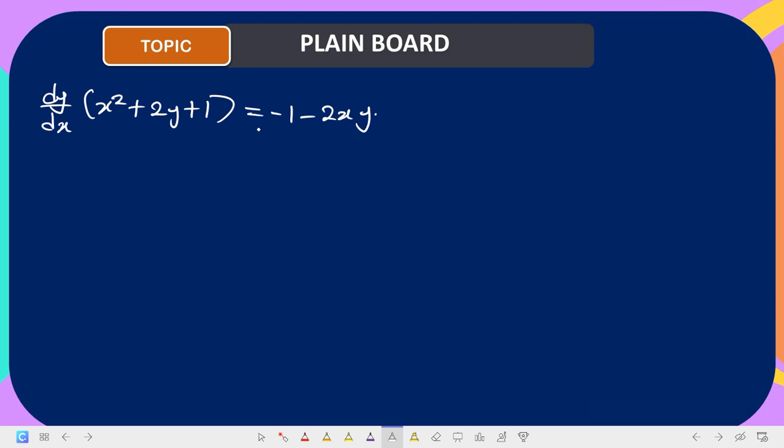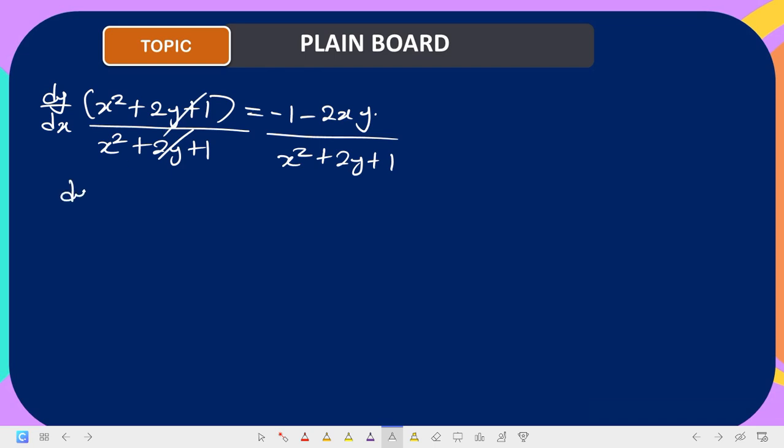So that at the end of the day, to get dy dx, divide both sides by what you have here. If you divide both sides by what you have here, what is this going to give to you? x squared plus 2y plus 1 all over x squared plus 2y plus 1. So when this cancels this, our dy dx is equal to minus 1 minus 2xy divided by x squared plus 2y plus 1. Now, what do you think we can do in this case? Now, put in our values.